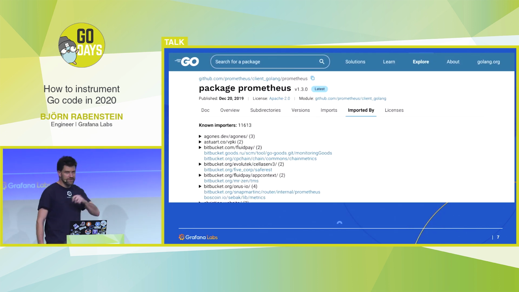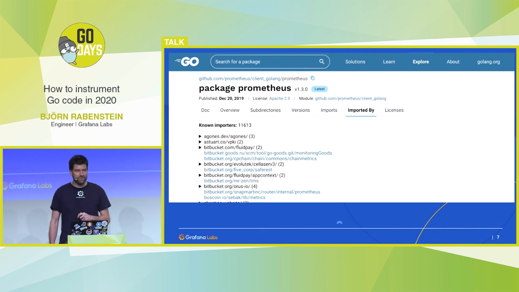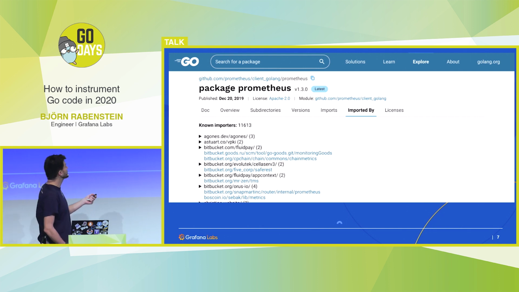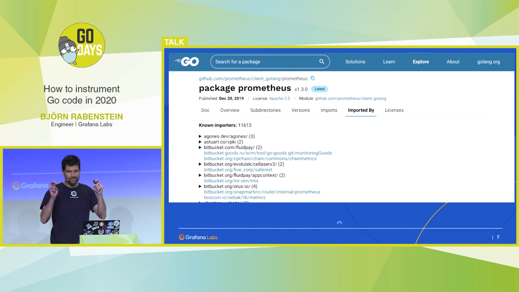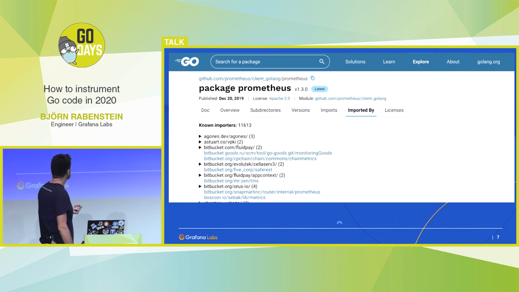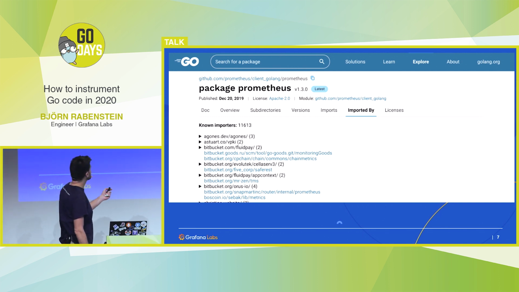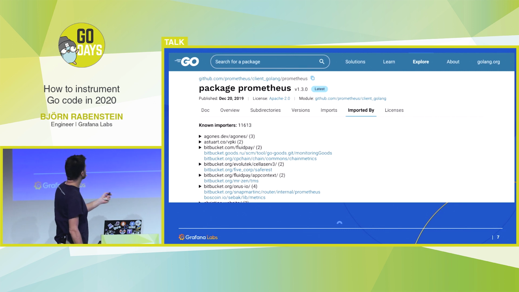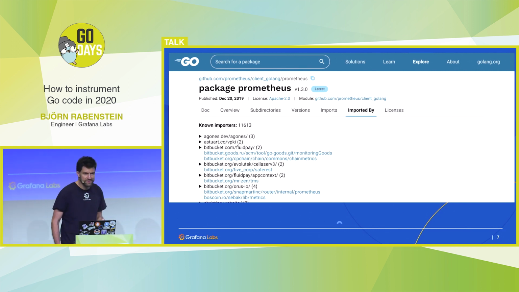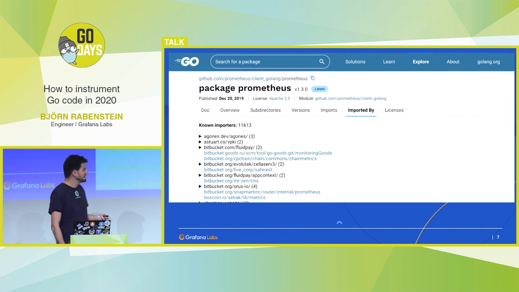If you go to go.dev, this new module repository, there's also, if you go to explore, popular packages, and this is only the top 10, so it's not there. But if you look at the module itself and click on imported by, you see 11,613 importers. That's a lot. The most popular packages have like 20,000 importers. So it's really like, let's say, one of the top 20 or 25.